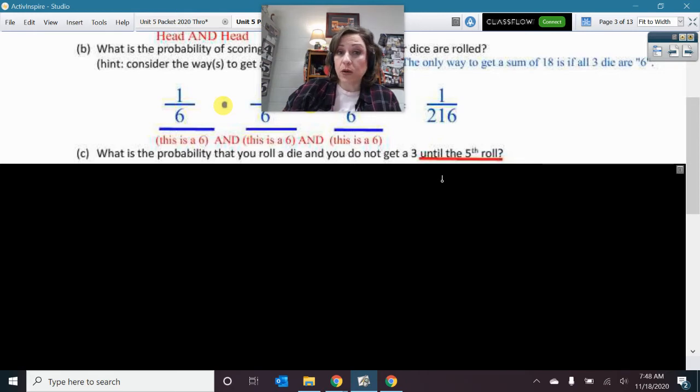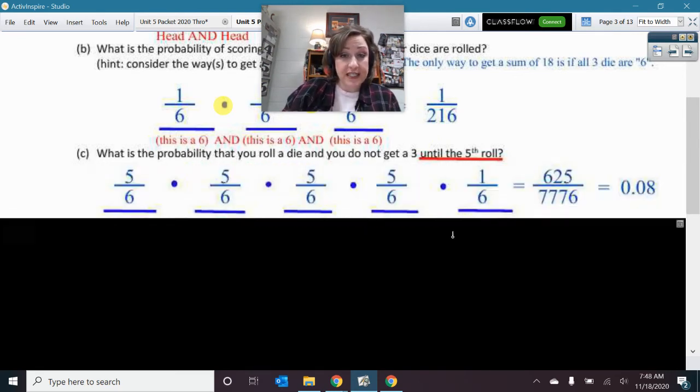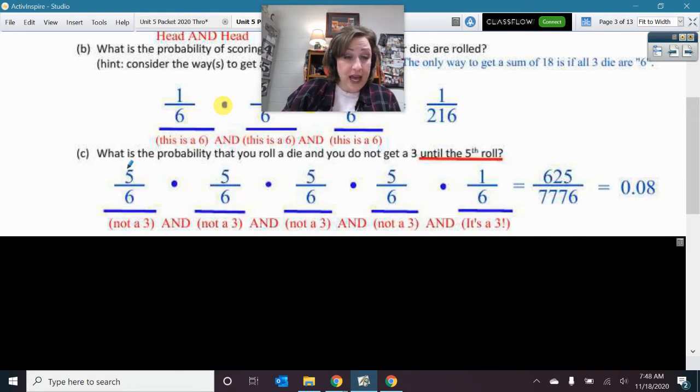All right. Oh, this is interesting. What is the probability that you roll a die and you do not get a 3 until the 5th roll? So a 3 is what we're shooting for, but we do not get one until the 5th roll. That means the first 4 are not a 3. And what's the probability of not being a 3? Hopefully you can see that that is 5/6. So here we have not a 3 and not a 3 and not a 3 and not a 3. And then the 5th event is a 3. So that probability was 1/6. And there's how that multiplies out.